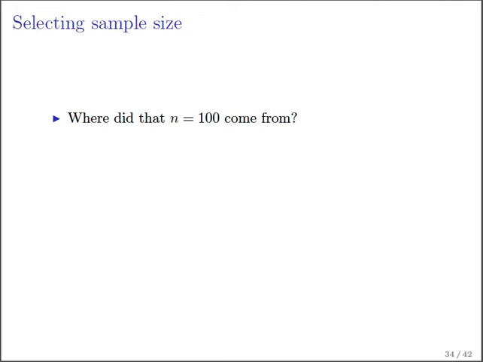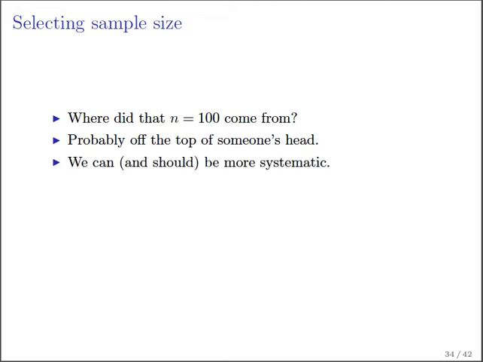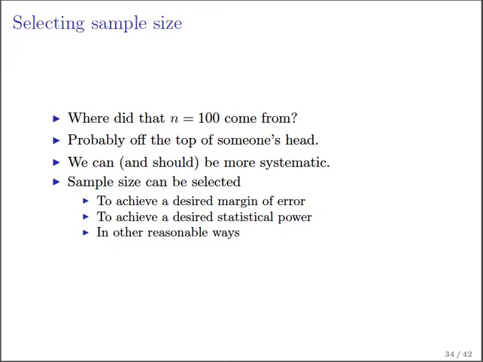One of the early steps, before you see the data, in this process of statistical analysis is, if you have an opportunity, to select your sample size. So you can ask, where did that n equals 100 come from in this problem? Well, probably somebody just liked 100 because there are 100 pennies in a dollar. It seems like a lot, right? Okay, let's survey 100 consumers. But we should be more systematic, and we can do it.